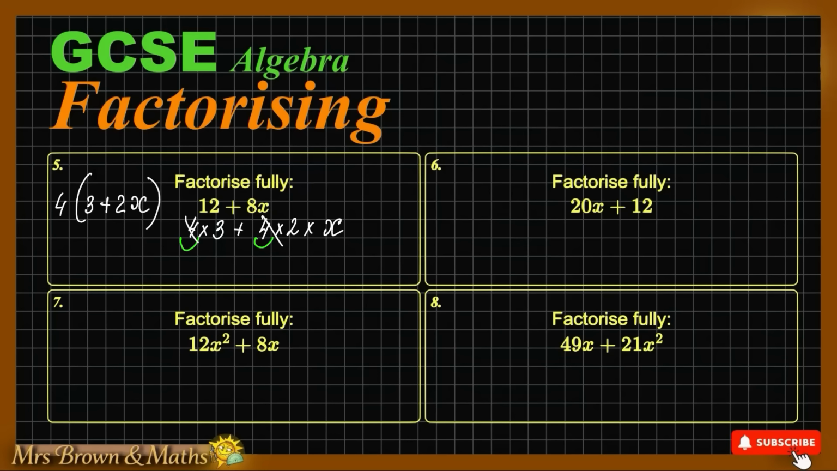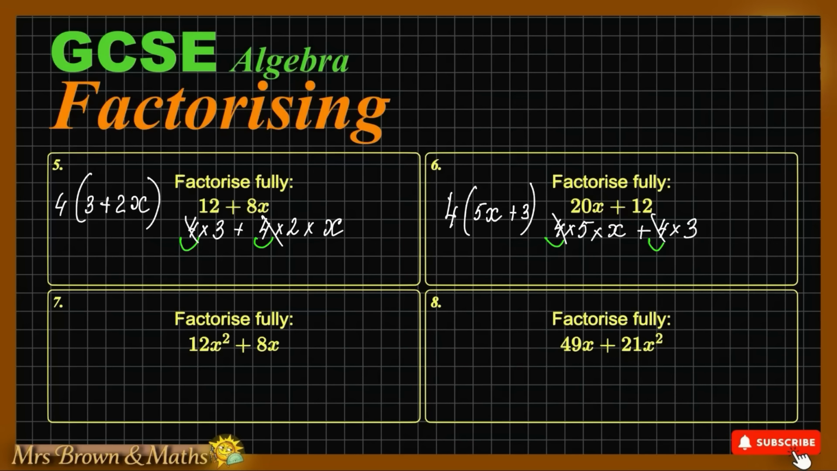Question 6. 20x plus 12. Both numbers can be divided by 4. So 20x becomes 4 times 5 and still times x, and 12 becomes 4 times 3. 4 is in common. Put 4 in front of the brackets, times, and inside the brackets, we're going to write down what has been left, 5x plus 3.